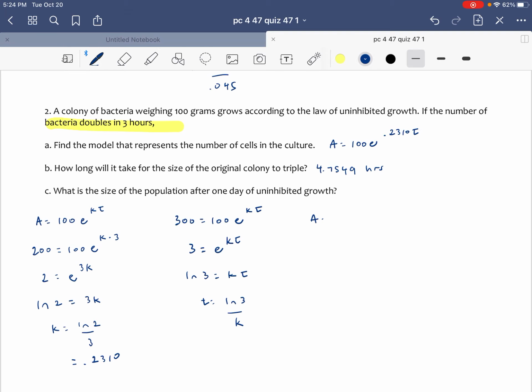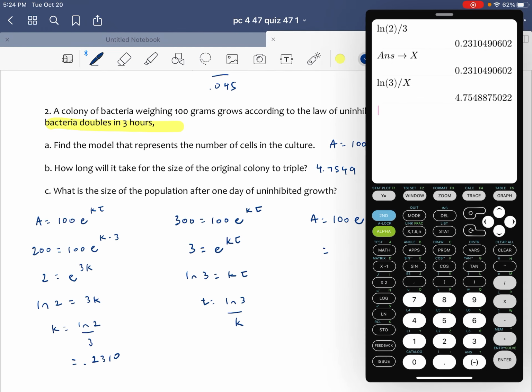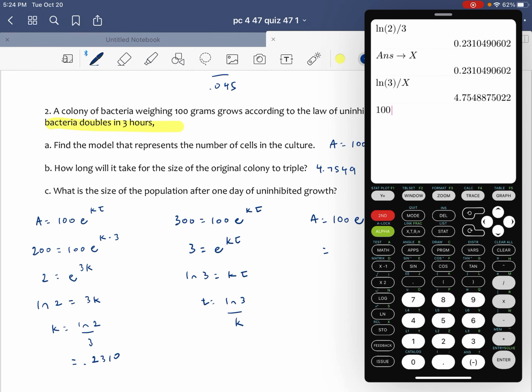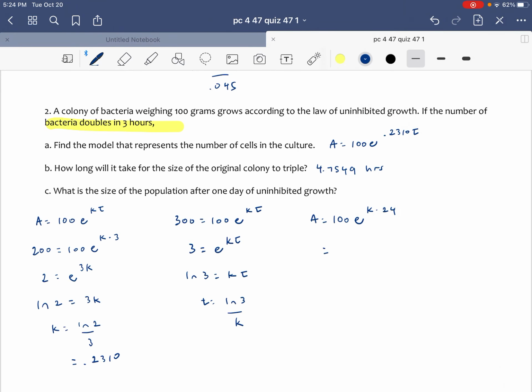What is the size of the population after 1 day? And we replaced our t with 24, and we know the k value, we stored that. So 100 e to the k value I stored as k times 24. I changed it to 24 because 24 hours in a day gives me 25,600. And this is in grams.